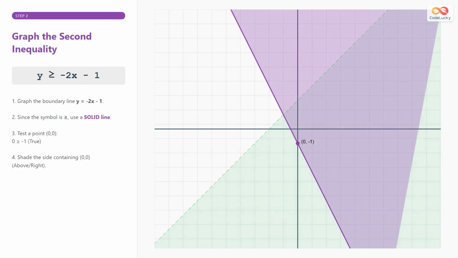Now, on the exact same coordinate plane, we graph the second inequality: y is greater than or equal to negative 2x minus 1. The boundary line has a y-intercept of negative 1 and a slope of negative 2. The symbol is greater than or equal to, so we draw a solid line. Checking the origin again, 0 is greater than negative 1, which is true. So, for this specific inequality, we shade the region above and to the right.